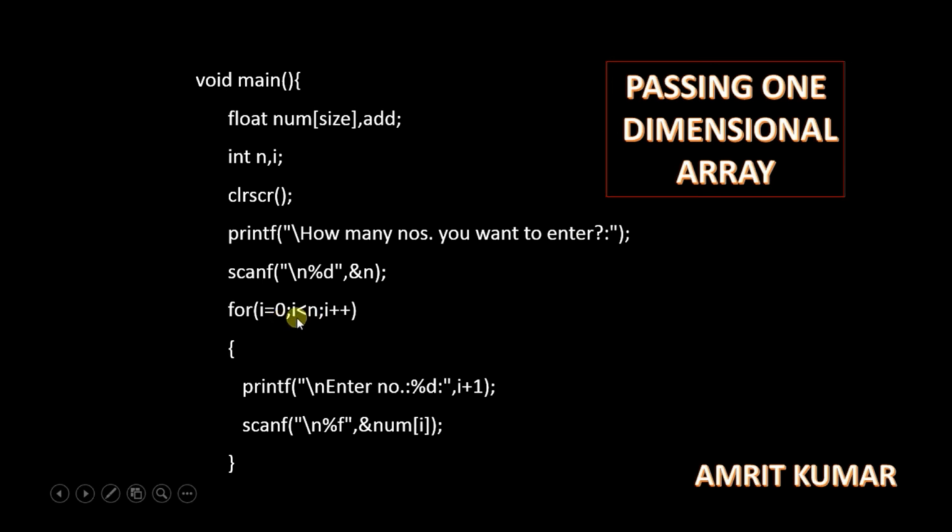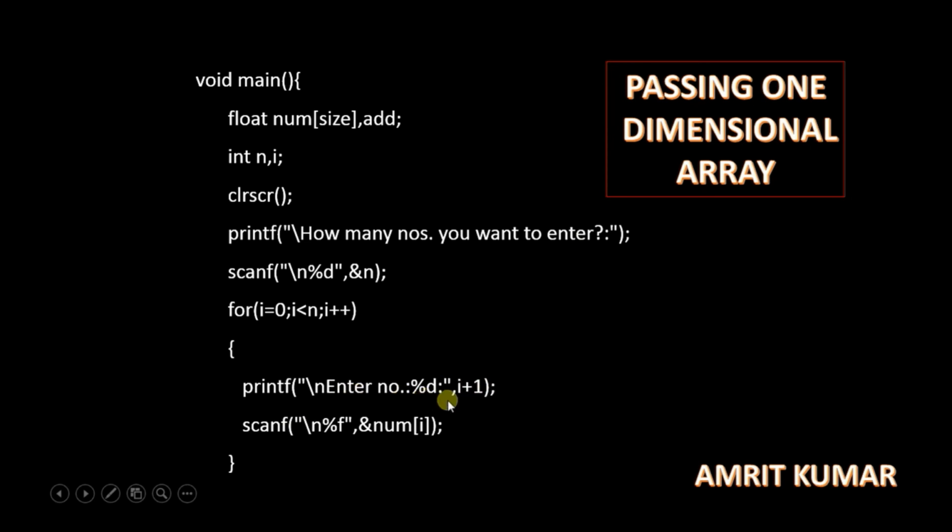Because you can see here, i is less than n and not equal to n. It is i less than n, and not i less than or equal to n. So this is going to execute 2 times only. If the user gives us n as 2, the loop starts from 0, then the condition is checked: 0 is less than 2, correct. Then this statement is going to execute, that is, enter number i plus 1.